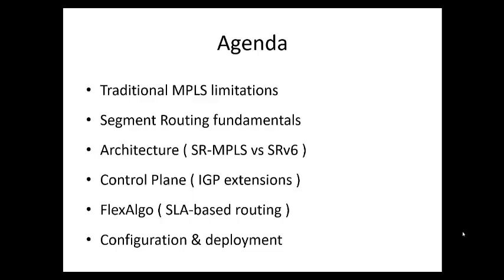Right. So we are going to see, right from the fundamentals of segment routing, and then the architecture of segment routing. We have two different architectures, one with MPLS and one without MPLS. IPv4 needs MPLS for encapsulation. SRv6 has inbuilt encapsulation. So those are the differences.